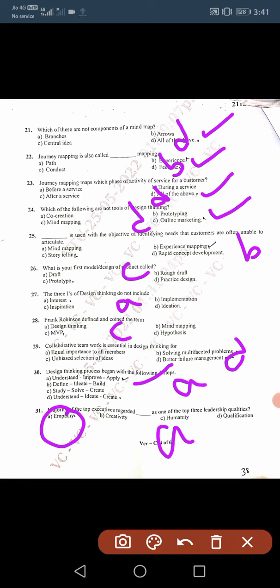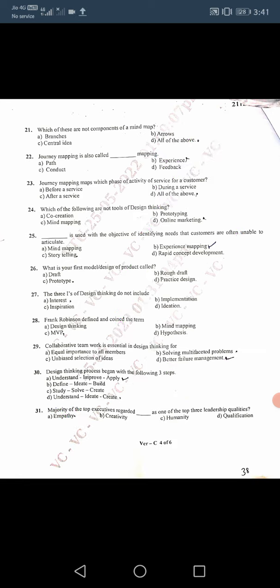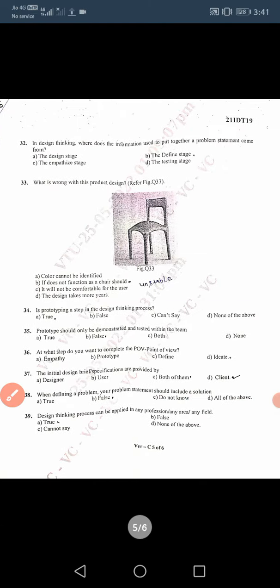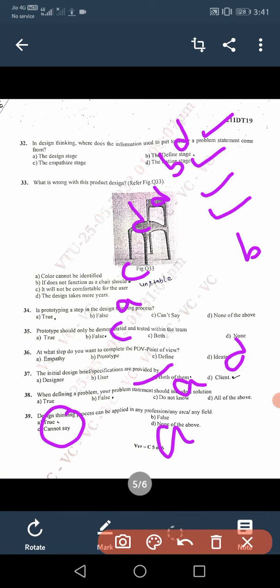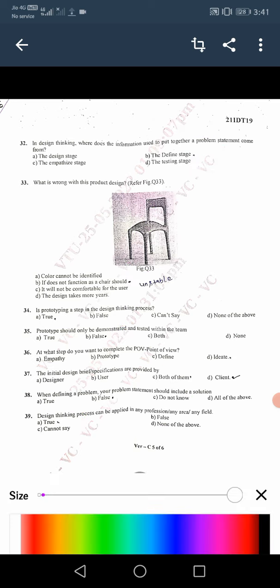Okay, so now we will move to the next page. 32. In design thinking, where does the information used to put together a problem statement come from? It is the define stage, B.